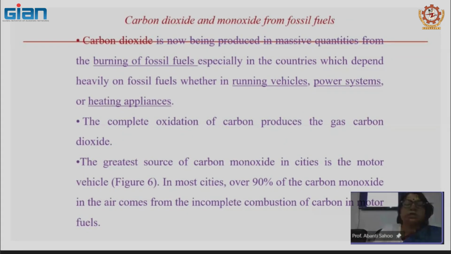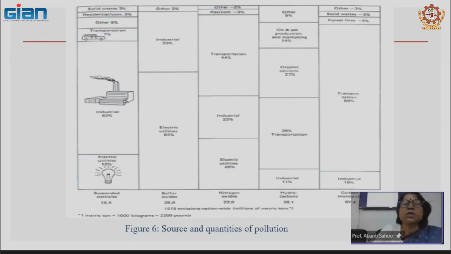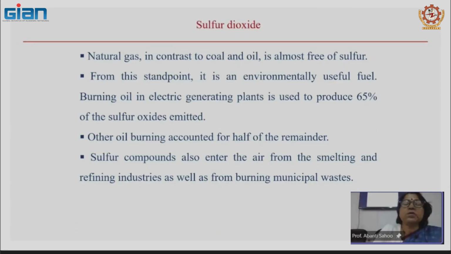So, sulfur dioxide is also a product available in natural gas, in contrast to coal and oil, which are almost free of sulfur.